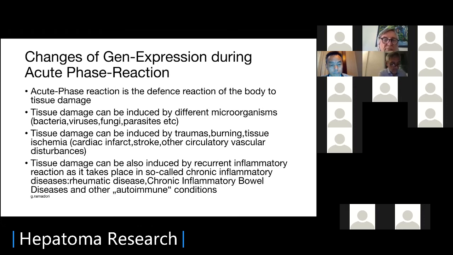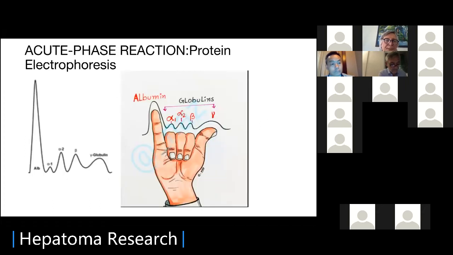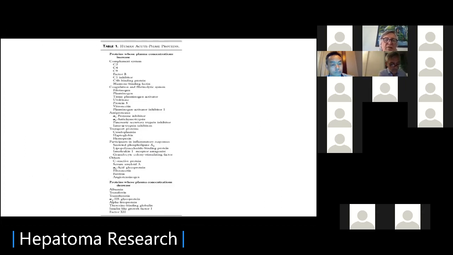Tissue damage can also be induced by recurrent inflammatory reaction, as it takes place in so-called chronic inflammatory diseases, like rheumatoid arthritis, chronic inflammatory bowel diseases, and other autoimmune conditions. But these have to be completely separated from the first acute phase reaction. Next slide.